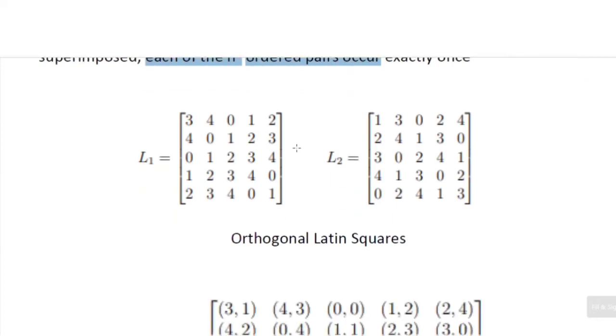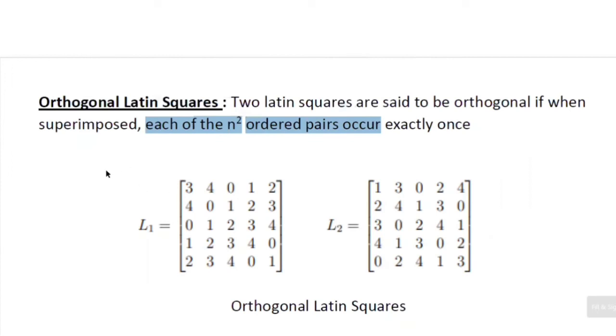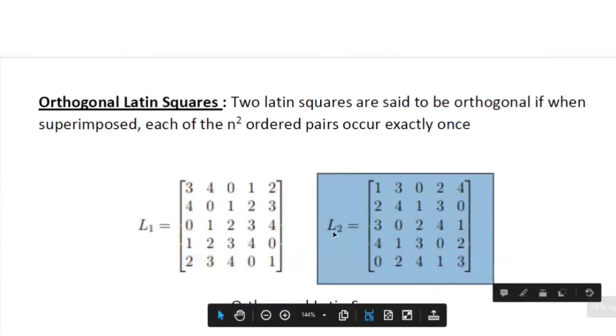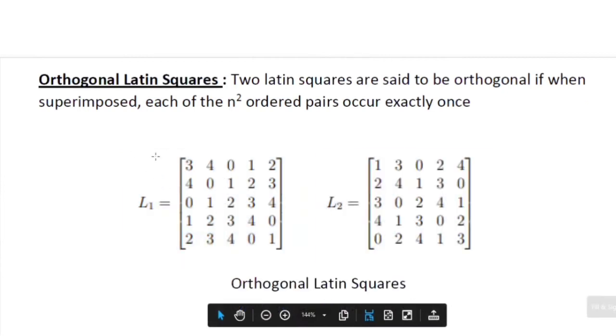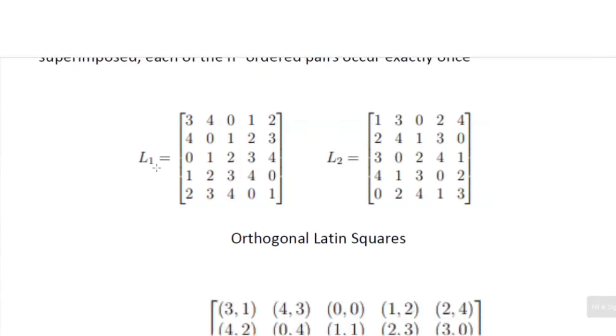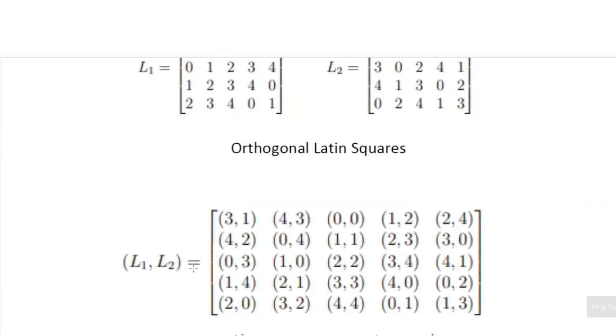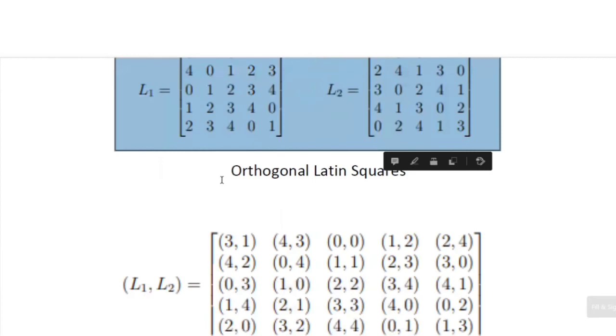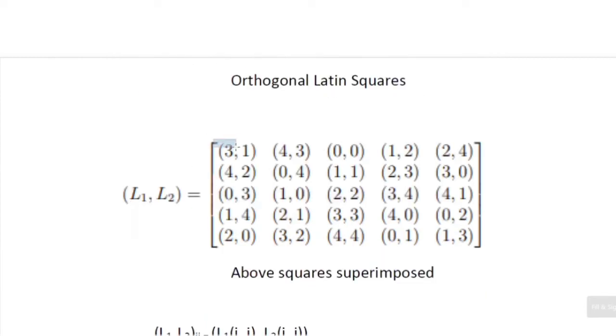So let me explain what we mean by superimposing. Here we have a Latin square L1 and a Latin square L2. You can check for yourself that L1 and L2 are Latin squares because they satisfy the conditions of a Latin square. Superimposing L1 and L2 means taking an ordered pair of the corresponding elements of L1 and L2. So when superimposing L1 and L2, we have ordered pairs 3,1; 4,3; 0,0; 1,2; 2,4, and so on as the elements.